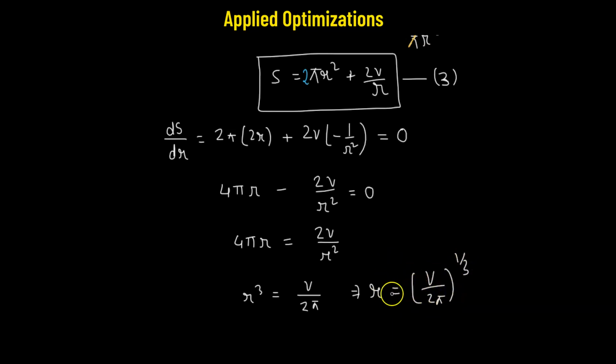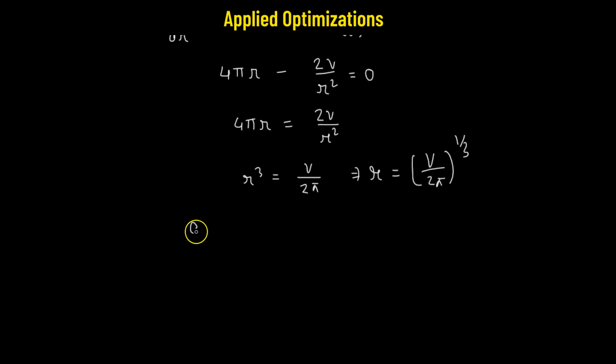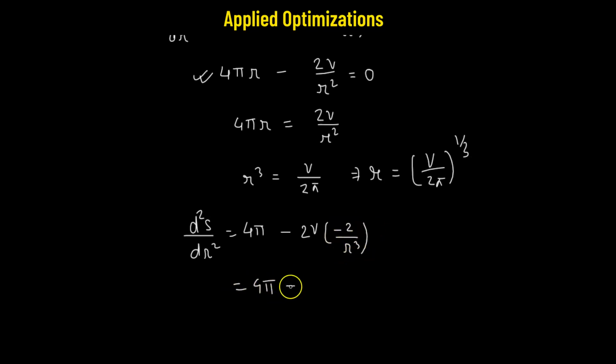So this is the value of r, but this is only going to be a critical point. We do not know for sure if it is going to minimize or maximize the area. So we'll again take the second derivative of S. So we have the second derivative of S with respect to r squared. So this is the first derivative, so let's take its derivative with respect to r. So we have 4 pi minus 2V, we have 1 over r squared, and that will be negative 2 over r cubed. So this is 4 pi plus 4V over r cubed.